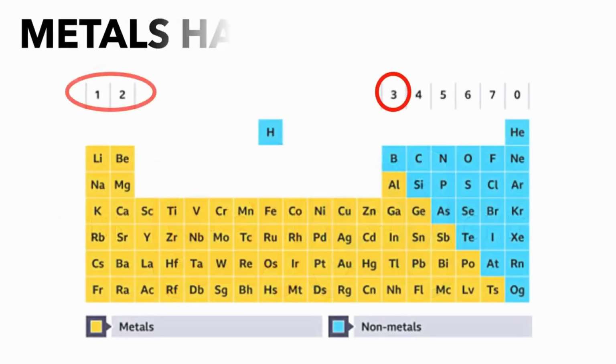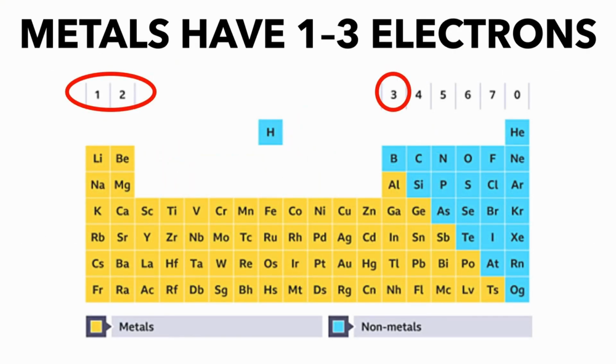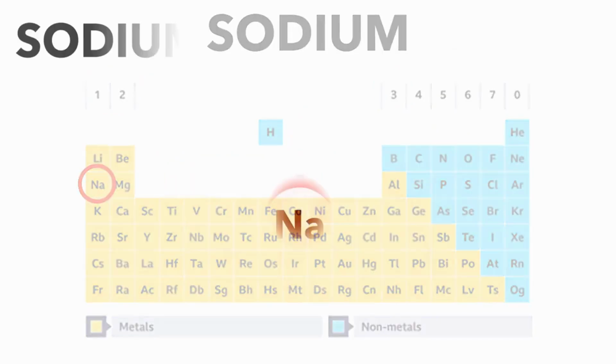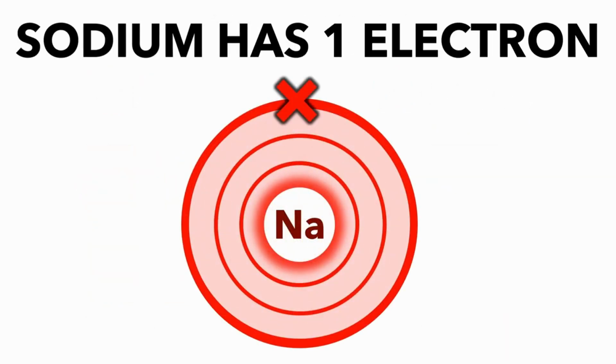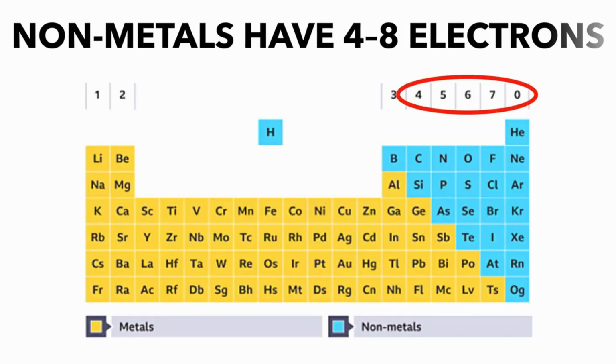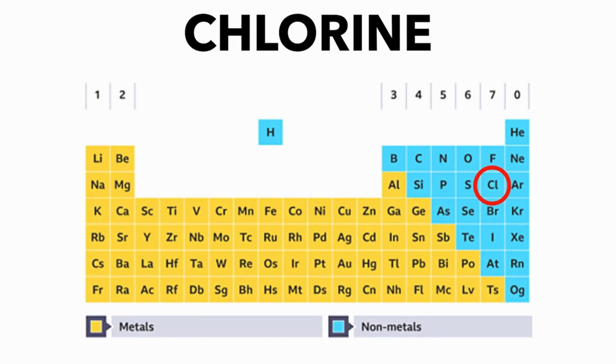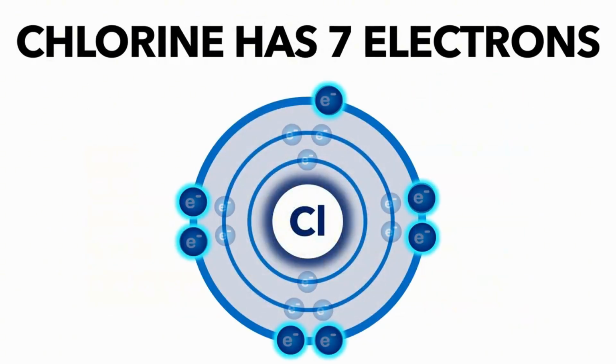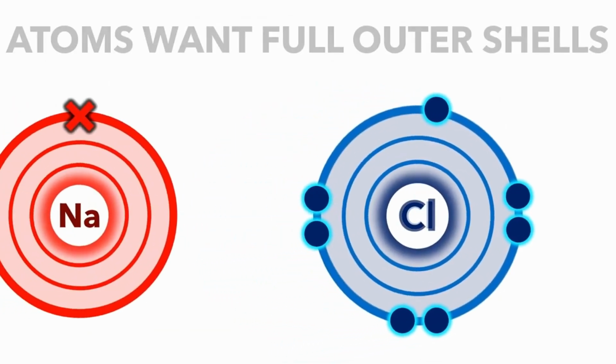All metal atoms generally have between 1 and 3 electrons in their outer shell. For example, sodium has 1 in its outer shell, shown as a cross. Non-metal atoms generally have between 4 and 8 electrons in their outer shell. Chlorine, for example, has 7, shown as dots, but all atoms want a full outer shell.